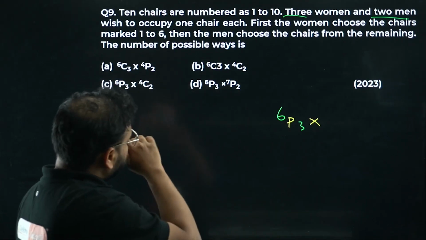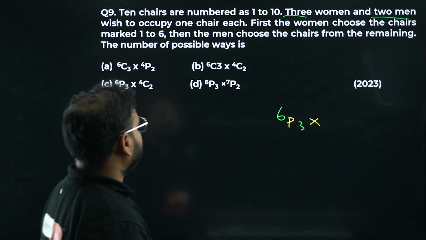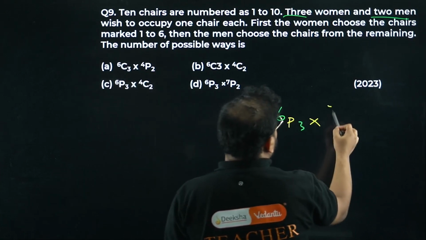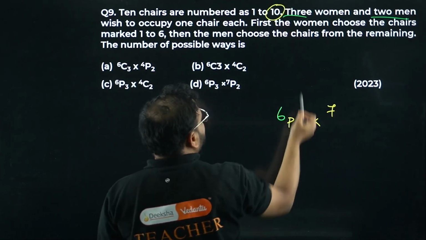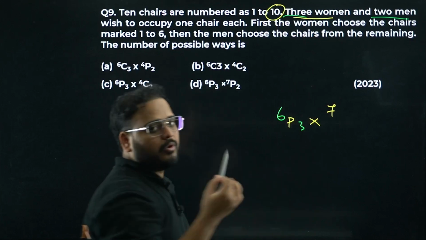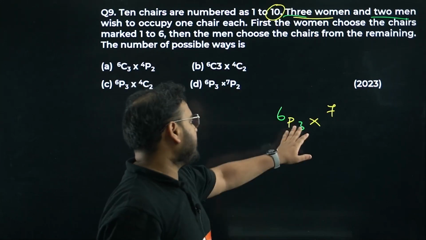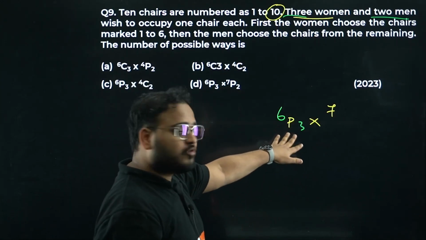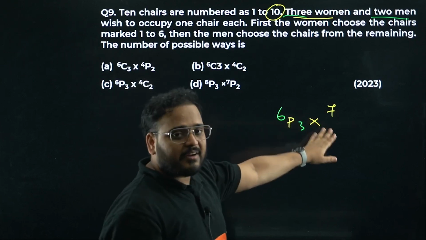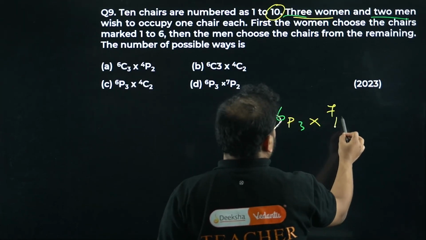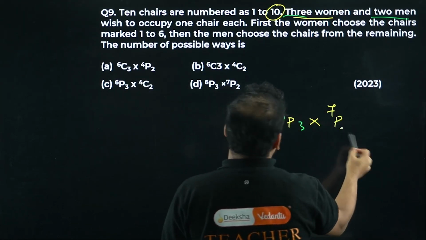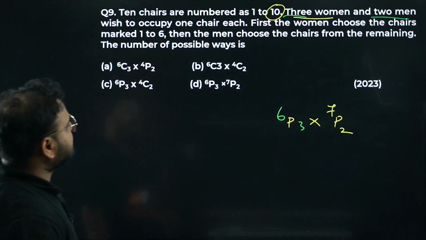Now, men choose the chairs from the remaining. What is left now? I have a total of 7 left out of 10. 3 are taken, right? Because there are only 3 women. So out of the first 6 chairs, women have to choose any 3. Once that is done, I have 7 left. So out of 7, we have to choose 2. So 7P2. Option is 6P3, 7P2.